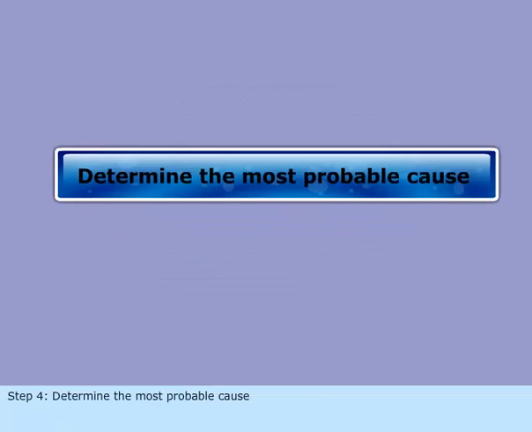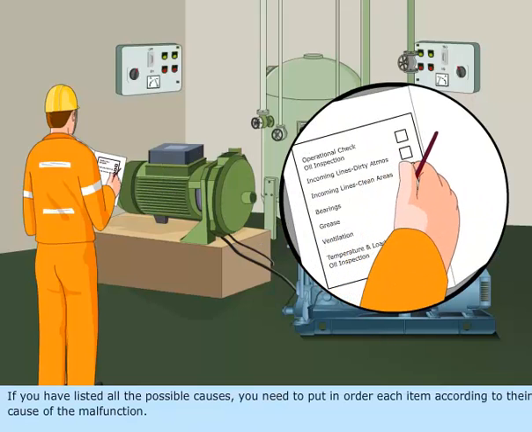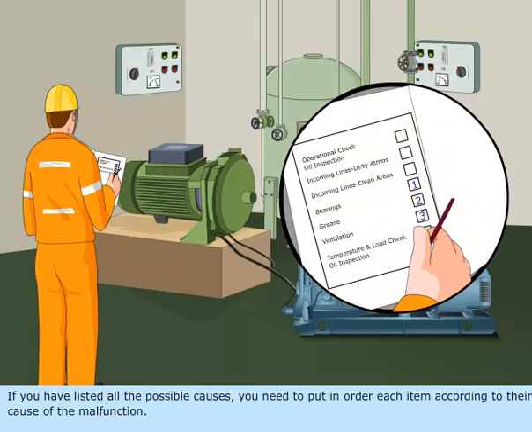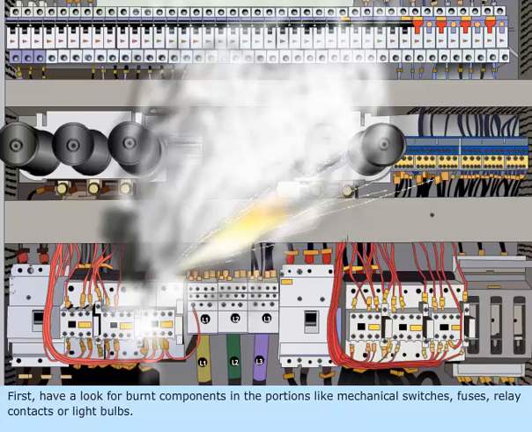Step 4. Determine the most probable cause. If you have listed all the possible causes, you will need to put in order each item according to their cause of the malfunction. First, have a look for burnt components in the portions like mechanical switches, fuses, relay contacts, or light bulbs.